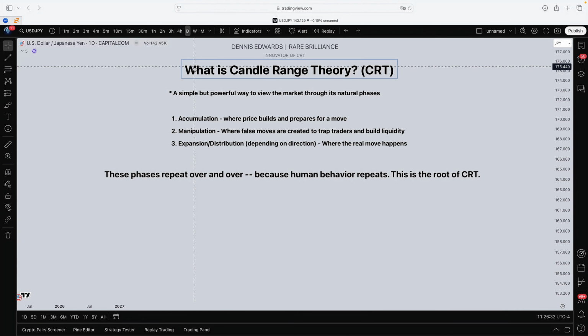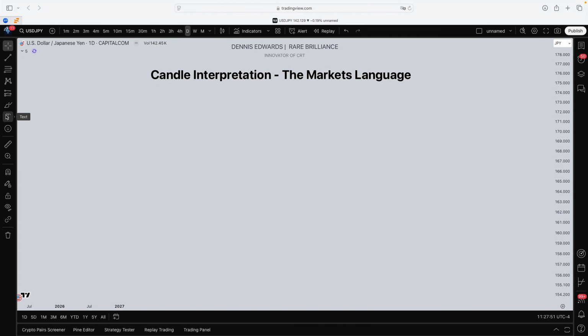Now, next is candle interpretation. Okay. You have to understand the market's language. So let me change this chart and update y'all from here. Now, to truly understand CRT, you got to start with the basics, right? And this is candlesticks. Now, candlesticks don't just show numbers, they tell a story within the story that's unfolding right in front of you.